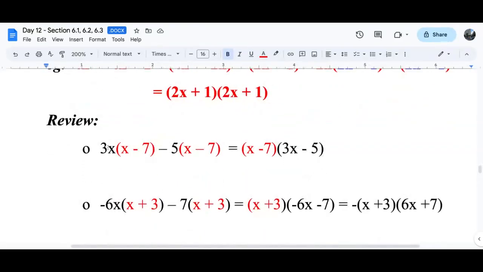Let's see this one. We have this, we have this. We see both of them have x minus 7 as a common factor. So we get x minus 7, and we put the rest inside the parentheses. The first term is left with 3x, the second term is left with negative 5. So that's x minus 7 times 3x minus 5.